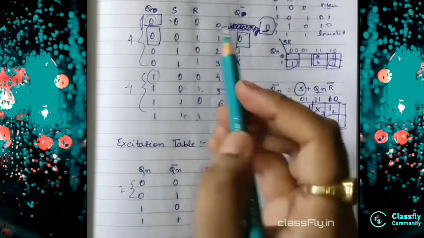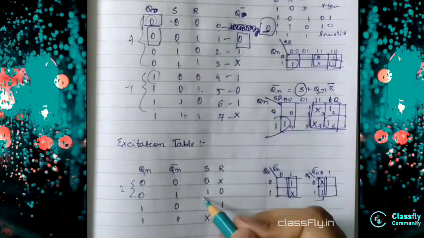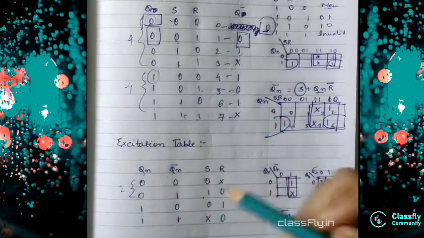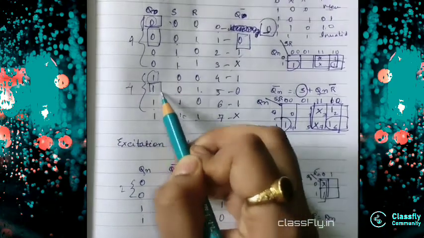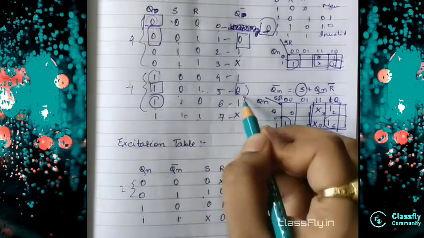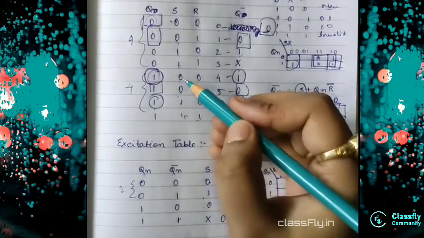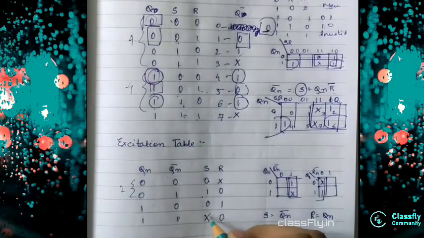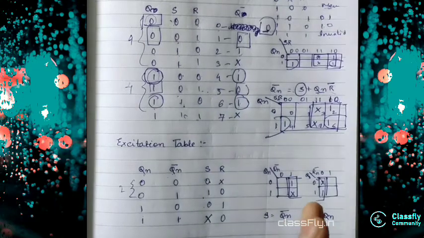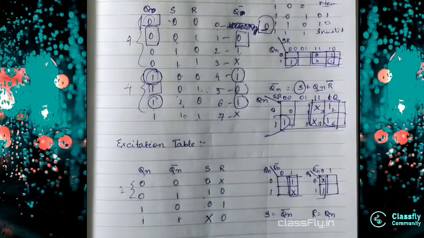Now when my QN is 0 and 1 is Q bar, I get 1 for the S and 0 for the R. Now when my QN is 1 and QN bar is 0, that means this state 1 and 0, I get 0 1, so I write 0 1. When it is 1, this one also 1, I can see that the S is changing, so I will write cross, but my R is not changing, so I will write 0. So this is the excitation table, and you can similarly make the K-map for the S and R.